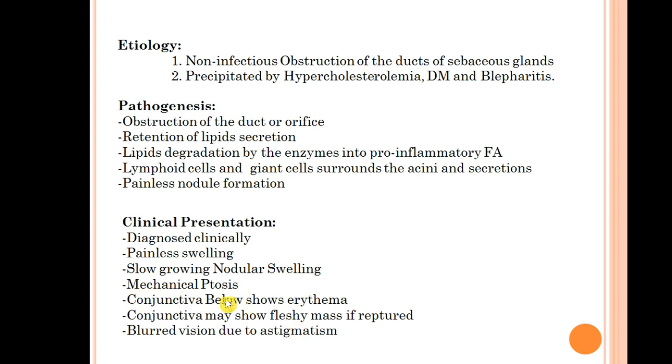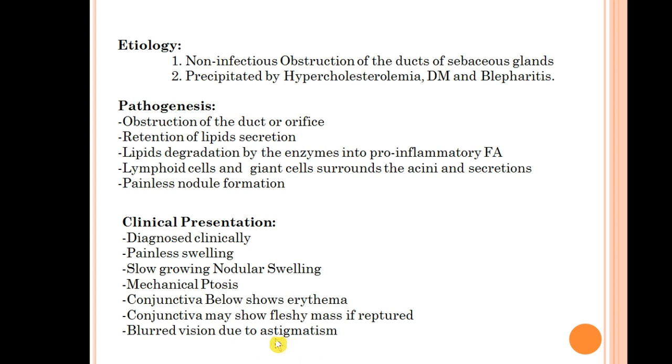Then there will be mechanical ptosis, because once you have a large lump in your upper eyelid, and mainly it affects the upper eyelid, it will cause the mechanical ptosis. And there will be conjunctival erythema. So the conjunctiva that is below the chalazion will show erythema. I will show the pictures of each of these points shortly. The conjunctiva may show a fleshy mass if ruptured. If the conjunctiva below the chalazion is ruptured, then it will show a fleshy mass, and it may cause blurred vision due to astigmatism.